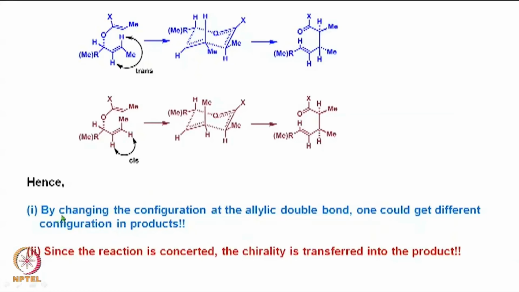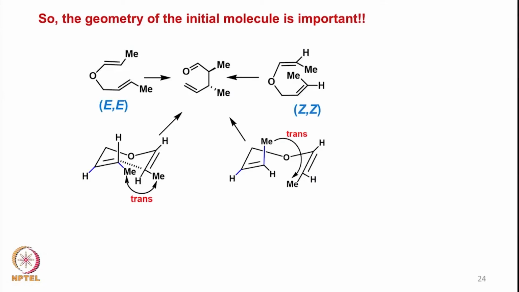So what it means is that by changing the configuration at the allylic double bond, this is the allylic double bond, one can get different configurations in the products. For example, in this particular case the two methyl groups are beta oriented, and in this case one is beta and the other is alpha oriented. And of course, as I mentioned, since the reaction is concerted, the chirality is transferred into the product. So the geometry of the initial molecule is very important.